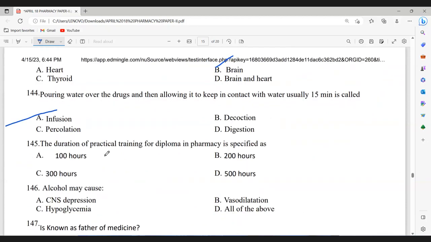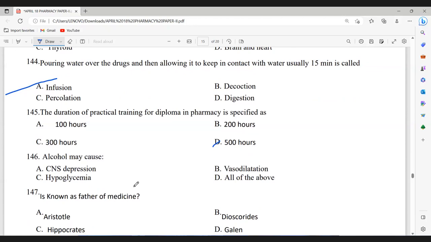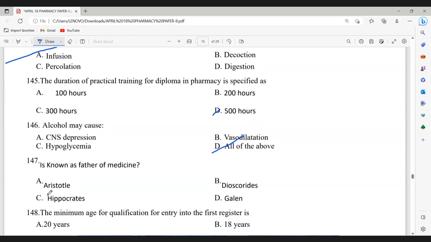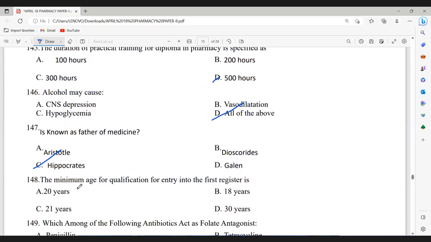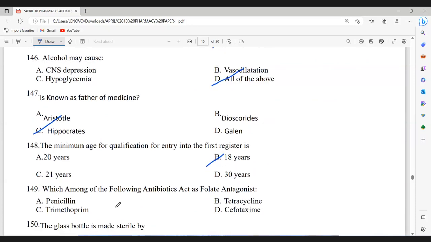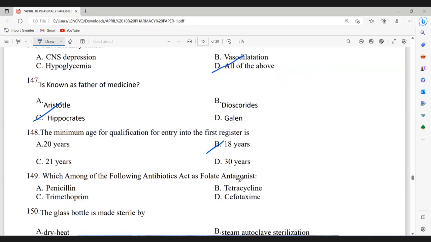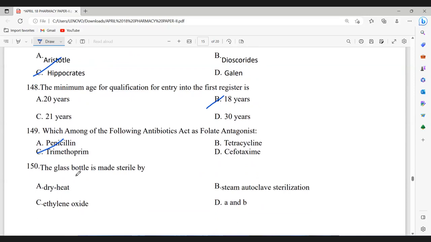It is infusion, decoction and boiling. Then 145, the duration of practical training for diploma in pharmacy is specified as 500 hours. Then 147, dash is known as father of medicine, Hippocrates. And 148, the minimum age for entry into first degree, 18 years. Which among the following antibiotics acts as a folate antagonist? Trimethoprim. Then 150, glass bottles are made sterile by both dry heating and steam autoclaving sterilization. Both A and B.